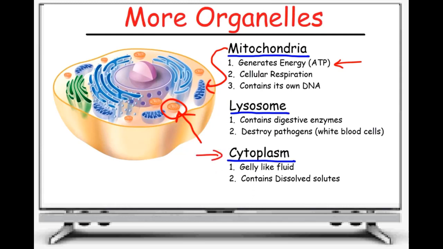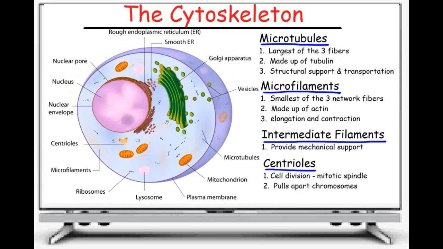The cytoplasm is basically the jelly-like fluid that is in the cell. So all of the organelles are dissolved in the cytoplasm. The cytoplasm contains solutes like salts, electrolytes, and other stuff like carbohydrates, lipids, and free-floating ribosomes and things like that. Now let's talk about the cytoskeleton. The function of the cytoskeleton is to maintain the shape of the cell. At the same time, it also provides structural support.